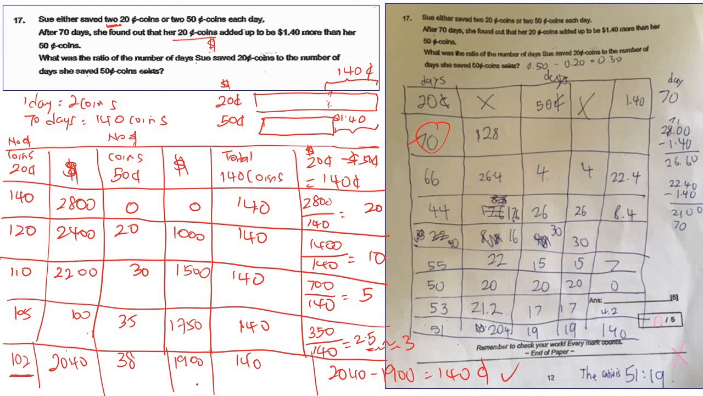Okay? And then it says what? It says, what is the ratio of the number of 20 cent coins she saved to the number of 50 cent coins she saved?